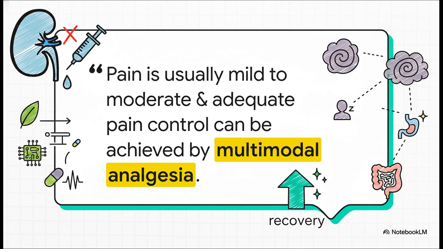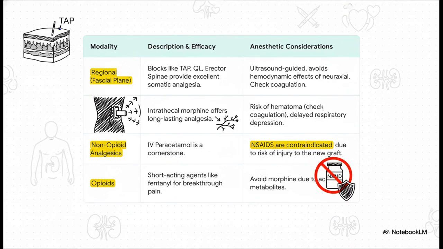This means we're using a combination of different medications and techniques that attack pain from multiple angles. And the reason is simple. By using less opioids, we see less sedation, less nausea and vomiting, and less postoperative ileus. That means our patients are feeling better, moving sooner, and ultimately recovering faster. So what's in our multimodal toolbox?